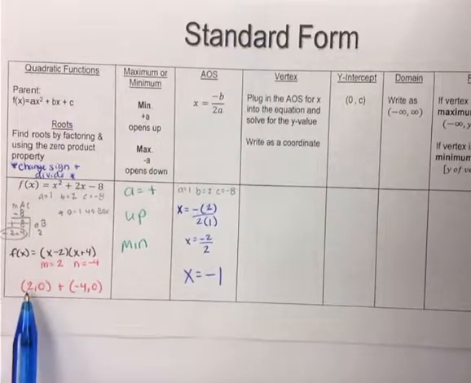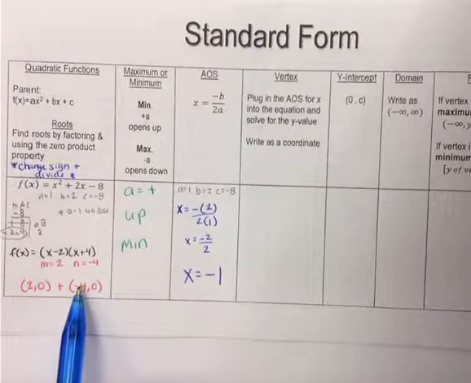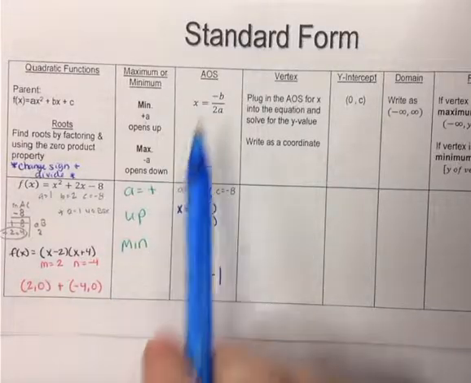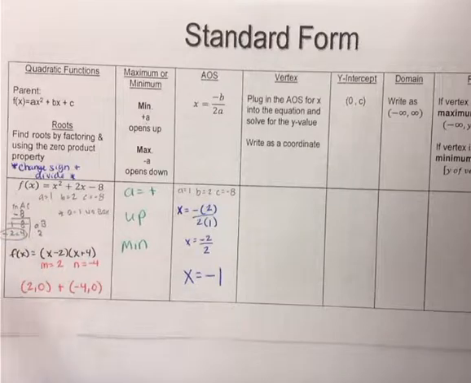And so if we do this, 2 plus negative 4 is negative 2. And if we do half of that, it gives us negative 1 as well. So it gives us the same axis of symmetry. But again, we want to know this one as well in case the problem is not factorable.